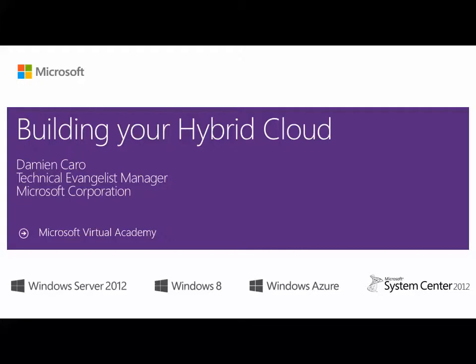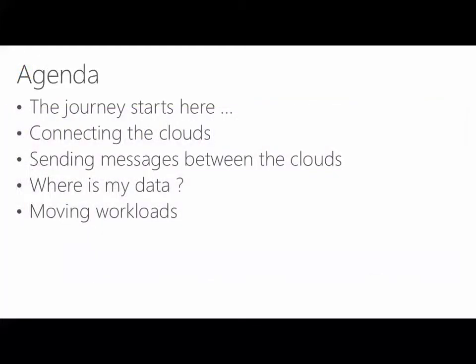And we will cover in the next few minutes how you are going to build your private cloud and what is the journey you have to follow. Actually, the journey starts with a private cloud. But then we will very quickly see how you can connect the cloud through the network. After seeing how the network connectivity works, we will see how you can send messages between the applications running in the different clouds. For that, we will use a component of Windows Azure called Windows Azure Service Bus.